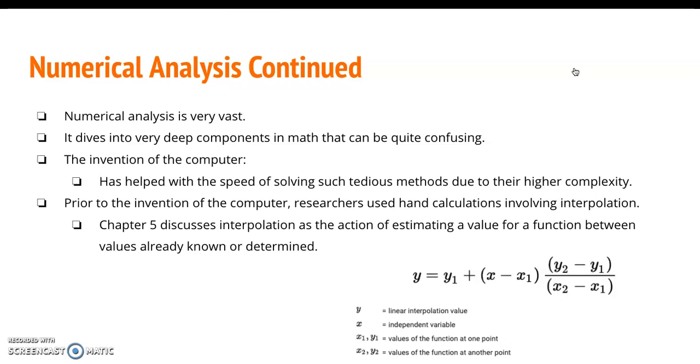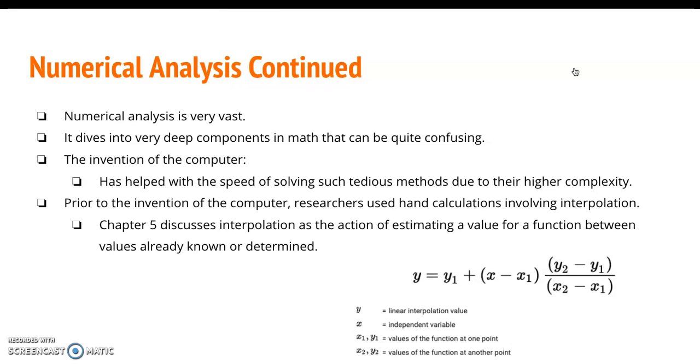Numerical analysis, as we continue, is very, very vast. It's very expansive. It divides into very deep components that can be quite confusing at the level that we're looking at. But some research shows that the invention of the computer actually has helped with this because of the speed that the computer has. It actually solves these different types of complex problems.